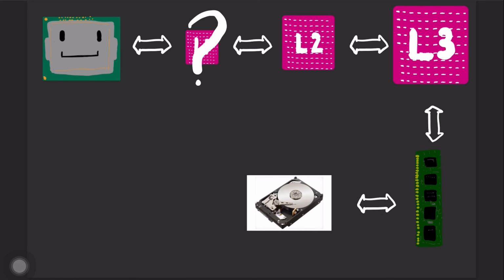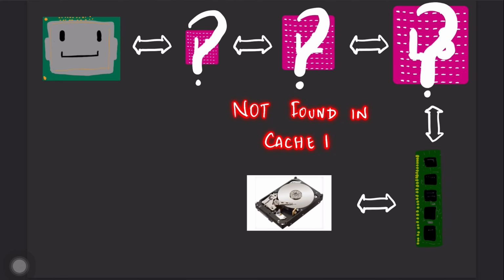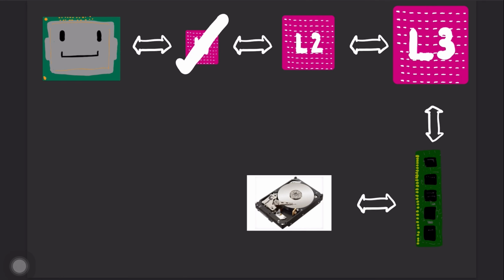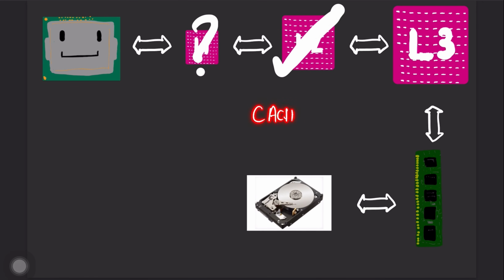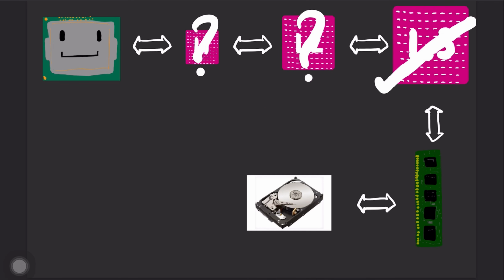In this case, as usual, the CPU searches for the data in the cache. When the data required by the CPU is not found in the cache, it's called a cache miss. When the data required by the CPU is found in either the L1 cache, the L2 cache, or the L3 cache, it's called a cache hit.